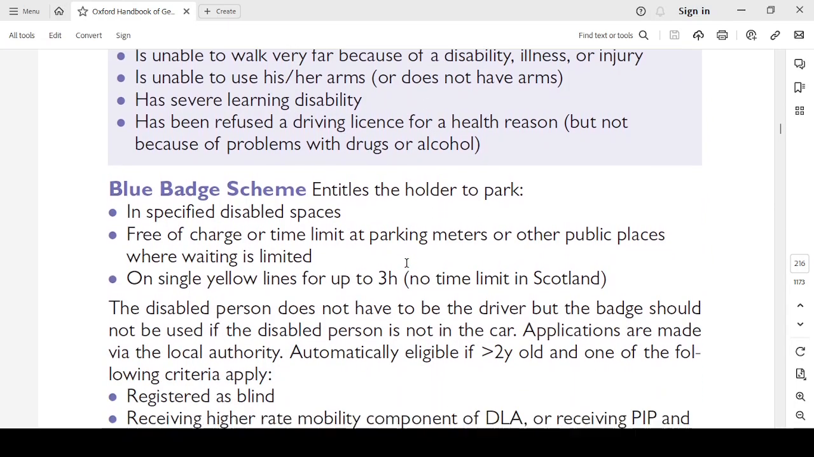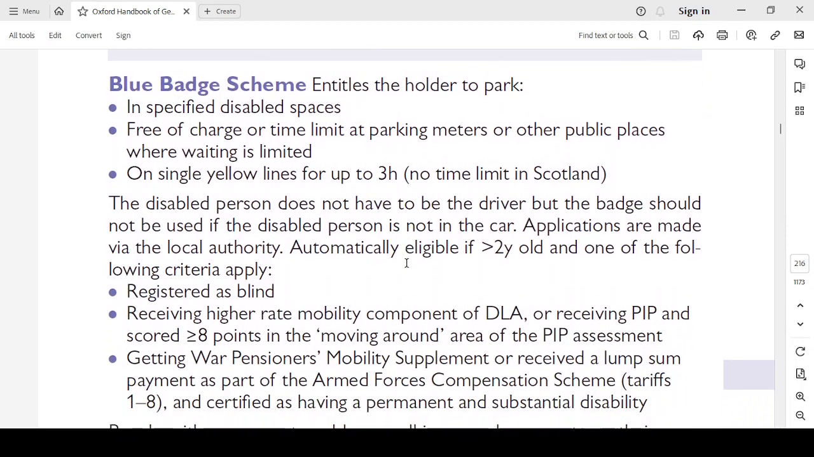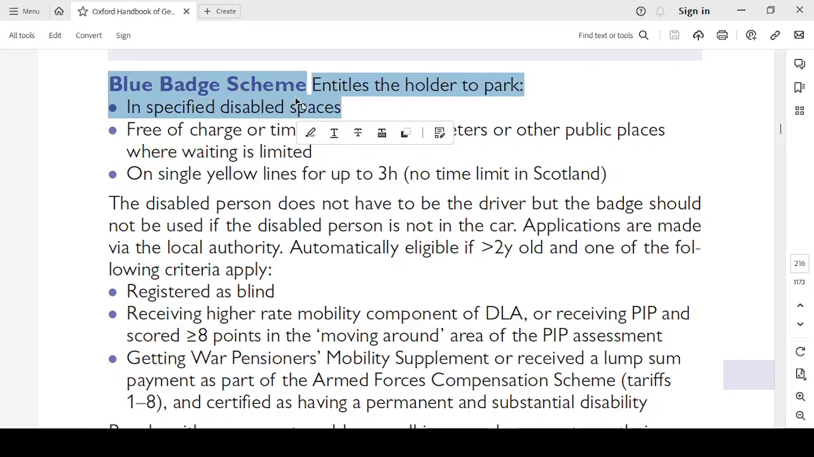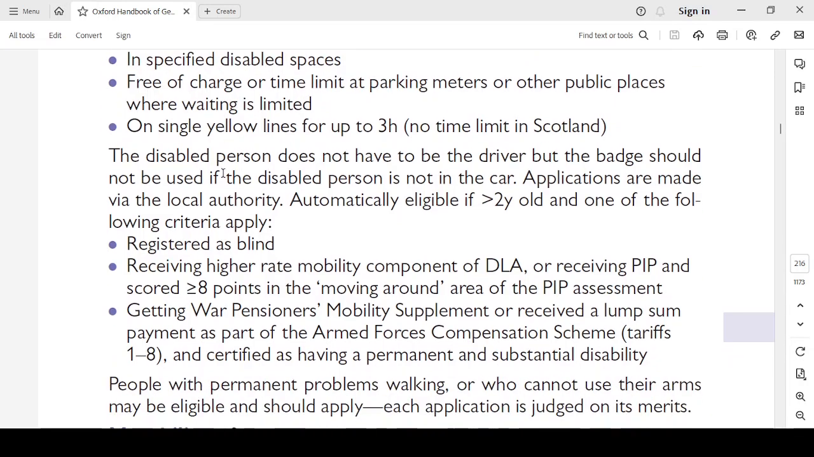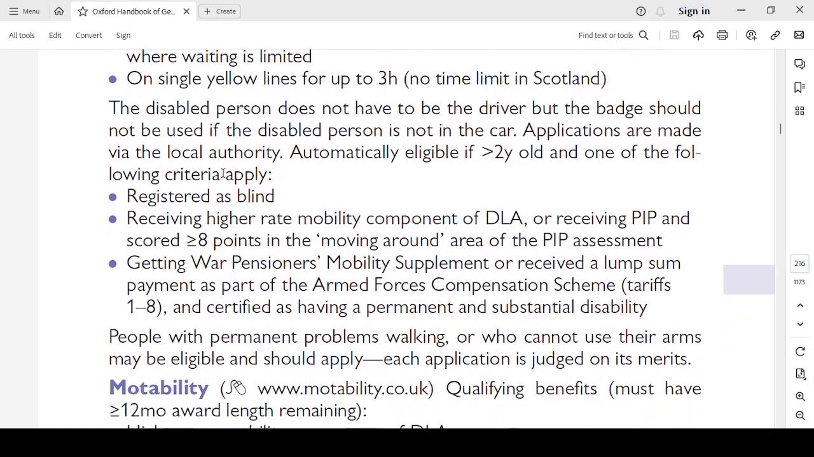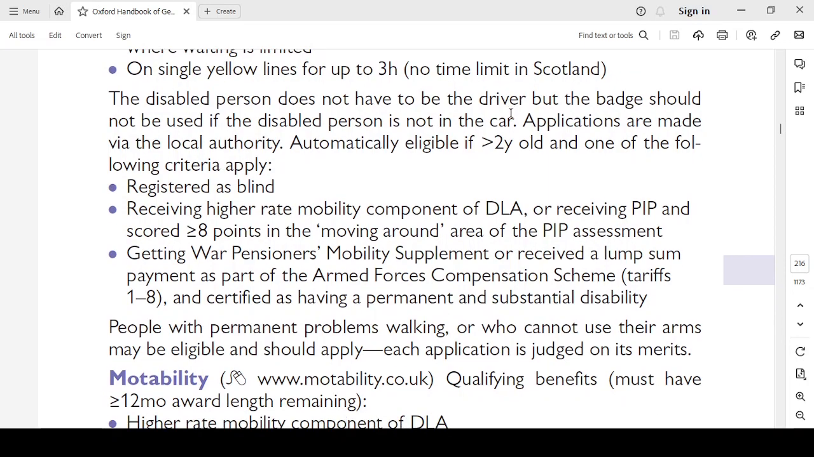Blue badge scheme entitles the holder to park in specified disabled spaces, free of charge or time limit at parking meters or other public places where the waiting is limited, or on single yellow lines for up to 3 hours, no time limit in Scotland. So this is the blue badge scheme. The disabled person does not have to be the driver, but the badge should not be used if the disabled person is not in the car.